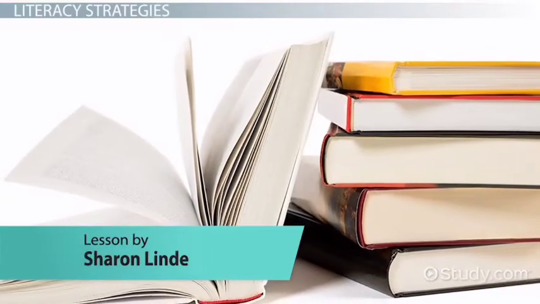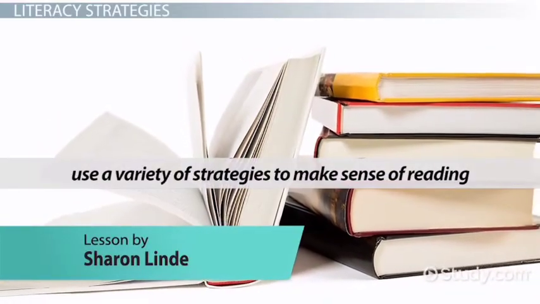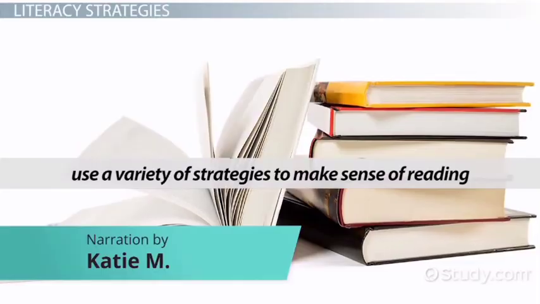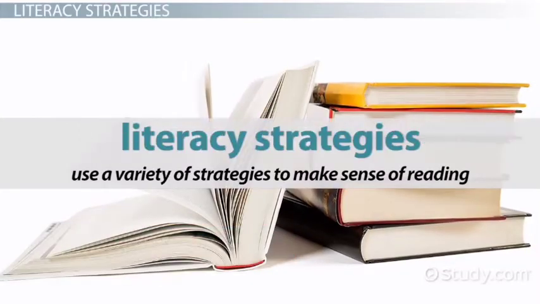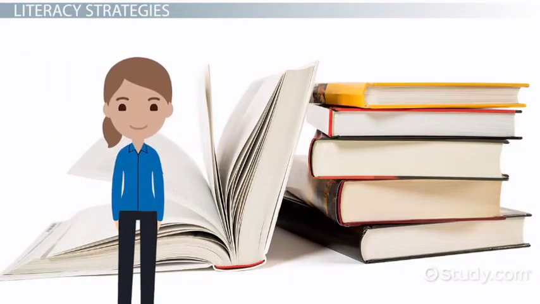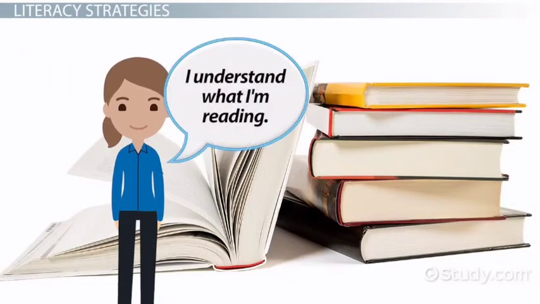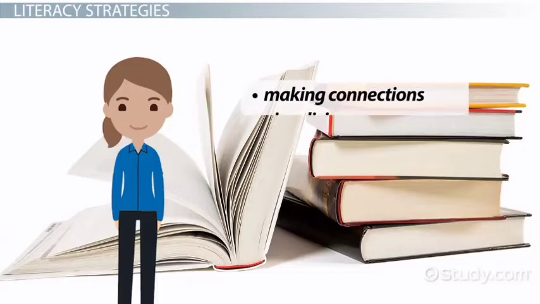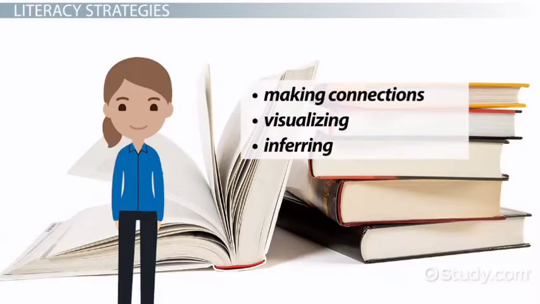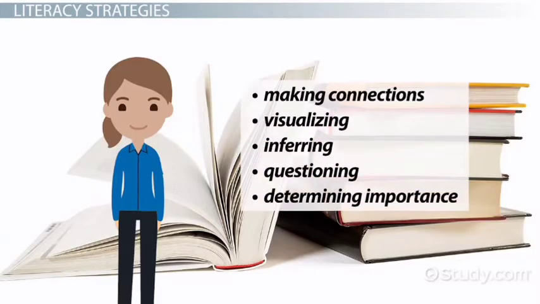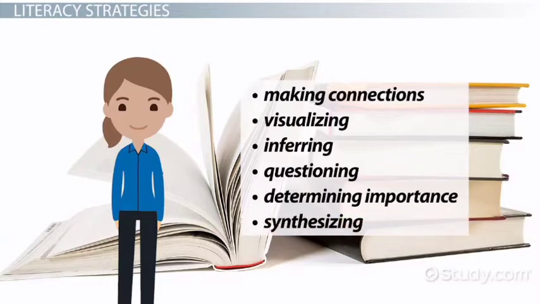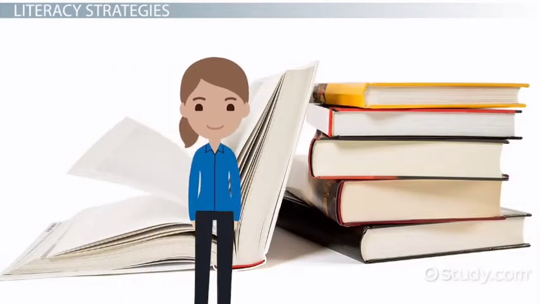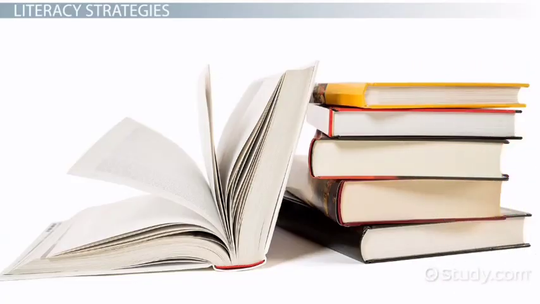Research on reading indicates that good readers use a variety of strategies to make sense of what they read. This is often referred to as making meaning or literacy strategies. This same research has shown that effective readers use specific strategies when reading that show they understand or comprehend what they're reading. Six such strategies are making connections, visualizing, inferring, questioning, determining importance, and synthesizing. Let's take a closer look at how these six literacy strategies affect reading comprehension.